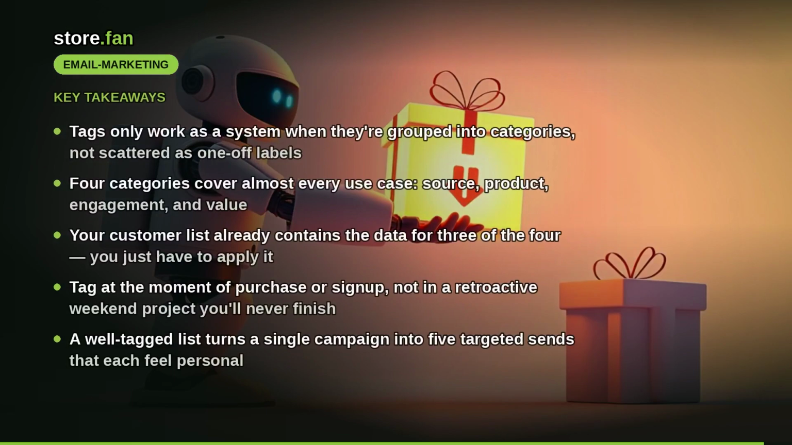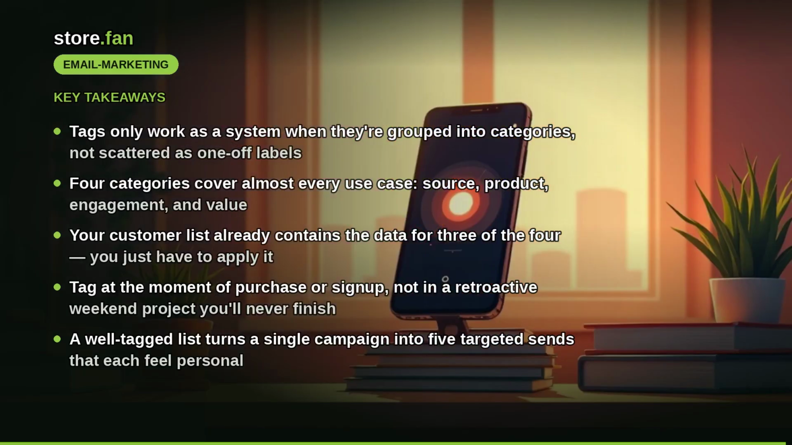Key takeaways. Tags only work as a system when they're grouped into categories, not scattered as one-off labels. 4 categories cover almost every use case: source, product, engagement, and value. Your customer list already contains the data for 3 of the 4. You just have to apply a tag at the moment of purchase or sign up, not in a retroactive weekend project you'll never finish.